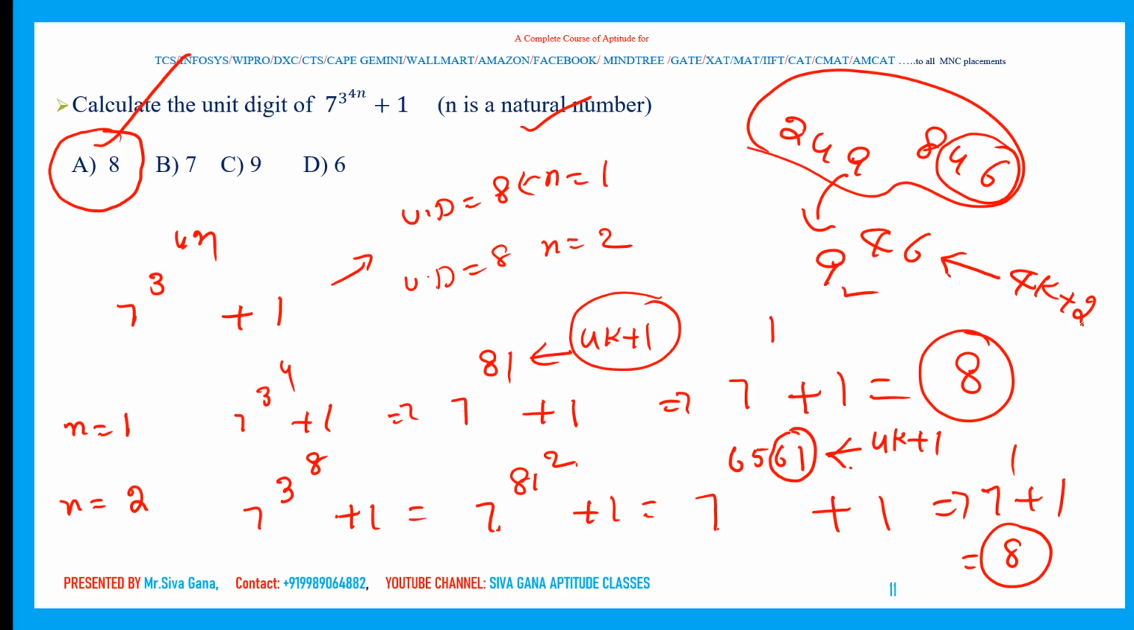So a power 4k plus 2 unit digit is same as a squared. A squared here is 9 squared. 9 squared unit digit is 1. Answer. This is how you need to do all the questions in the unit digit.